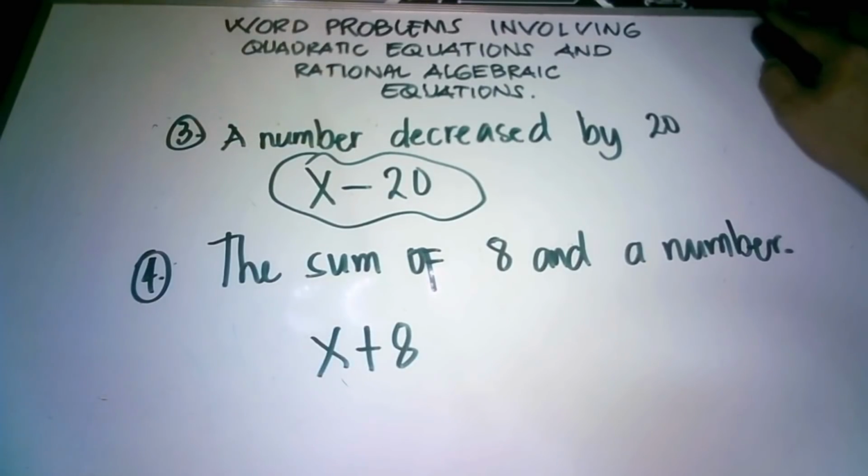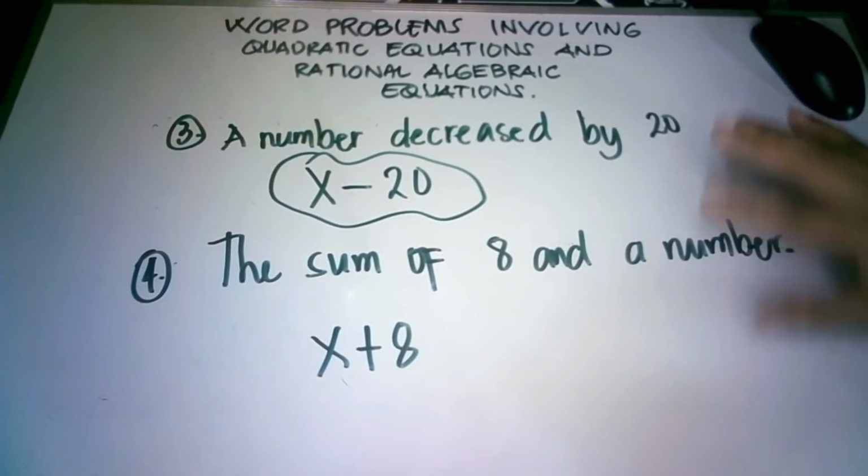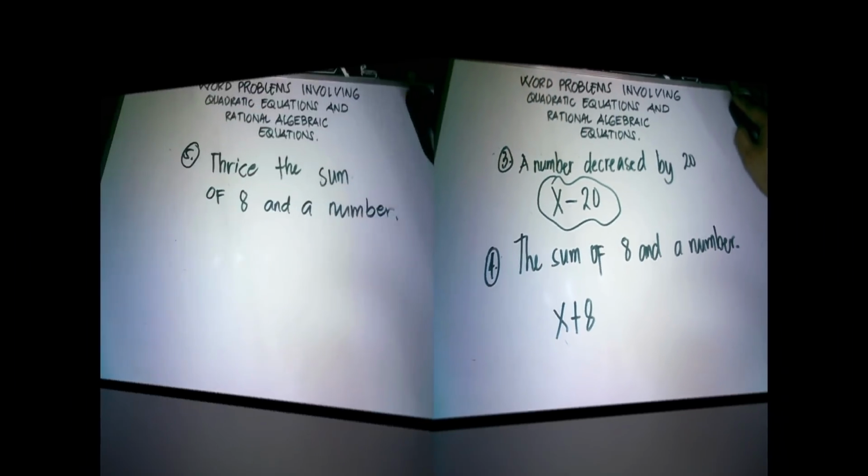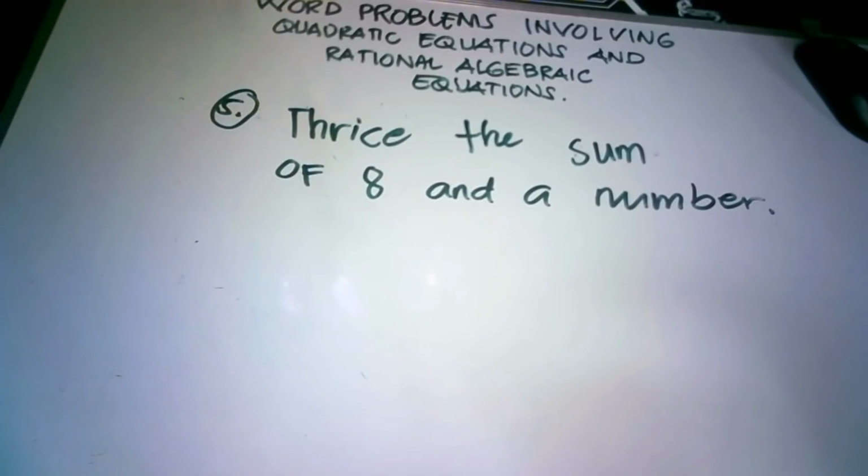Transpose into mathematical sentence. Next, I will show you how we are going to solve word problems, no? To be good at word problems, you need to be good at translating into mathematical sentences. So, sample number 5. Twice the sum of 8 and a number.